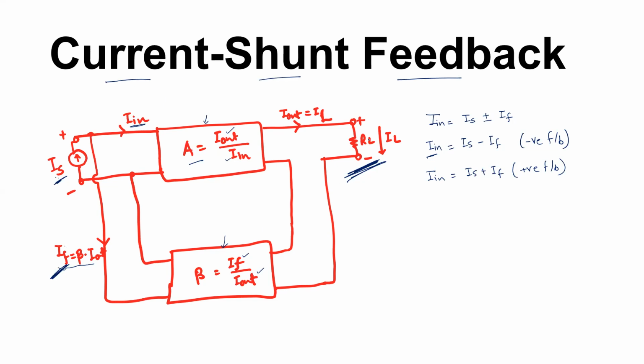Why? Because you are sensing an output current. At the output side, you are sensing a current. And at the input side, you are mixing the IF with the IS. So in parallel, there is a parallel connection. Therefore, we call it a shunt connection. And therefore, this type of feedback is called current shunt feedback. This is popularly utilized in the design of current amplifiers.